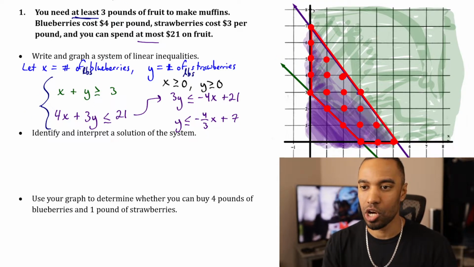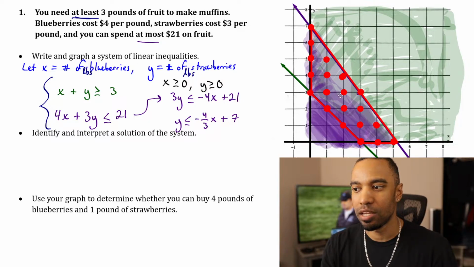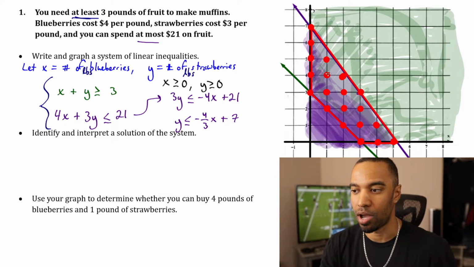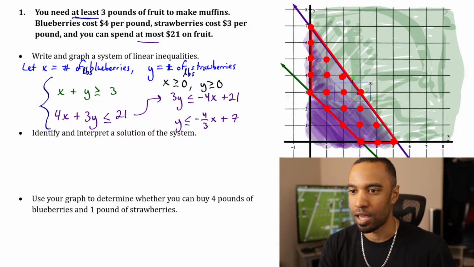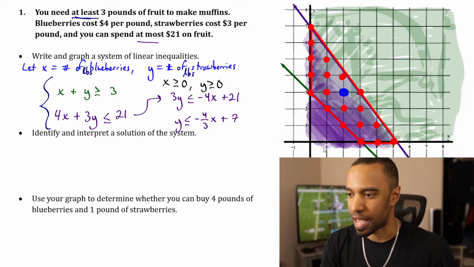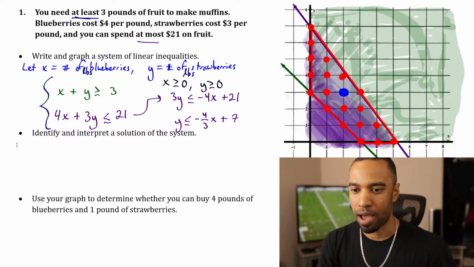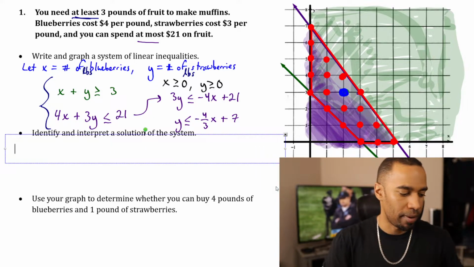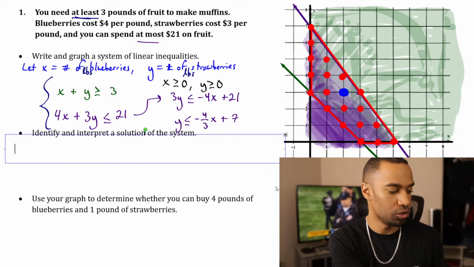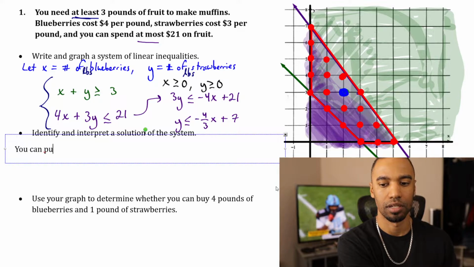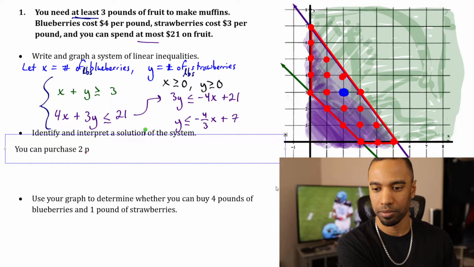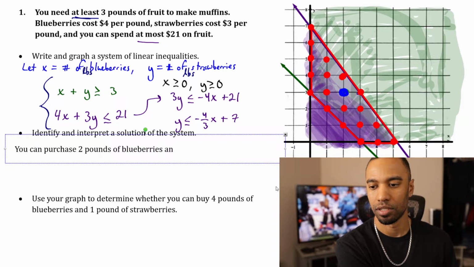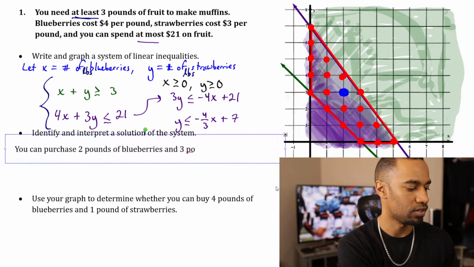Now they say identify and interpret a solution to the system. Okay, so now you didn't have to plot all these. This is just showing you the number of solutions. So I'm going to go ahead and pick this one right here. Let's make it kind of a green. That one right there, let's do blue, is the one that we're talking about. In this one, I'm going to state that that's 2 for X, 3 for Y. That's 2 pounds of blueberries and 3 pounds of strawberries. So identify and interpret a solution. Here's a solution. Let's interpret it. You can purchase 2 pounds of blueberries and 3 pounds of strawberries.